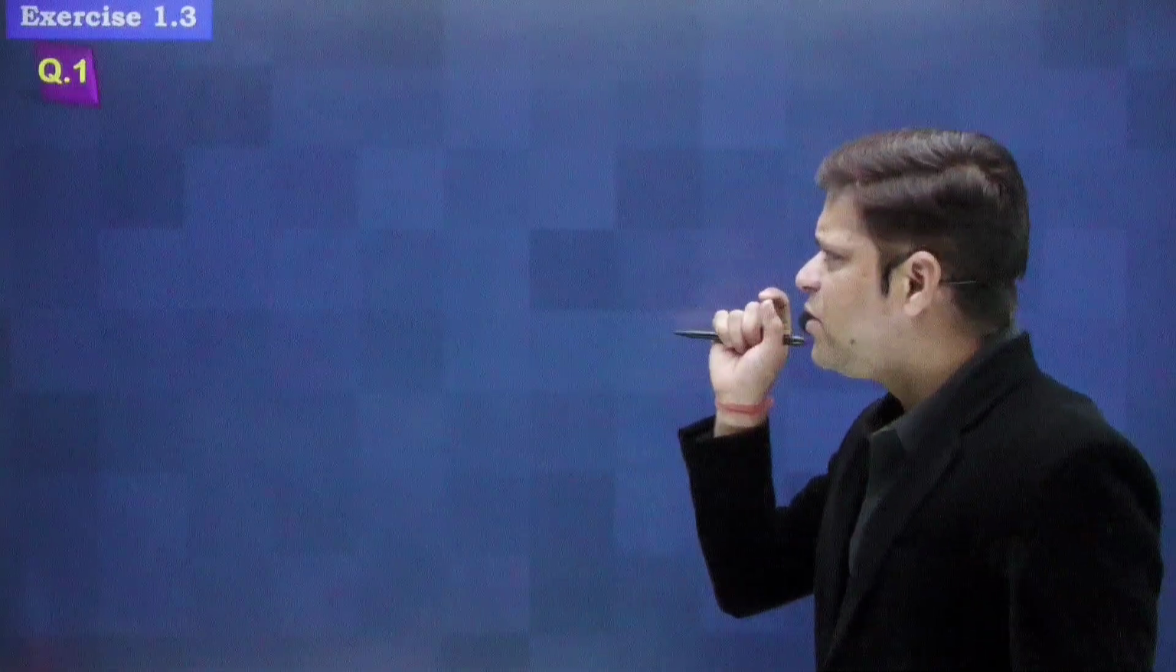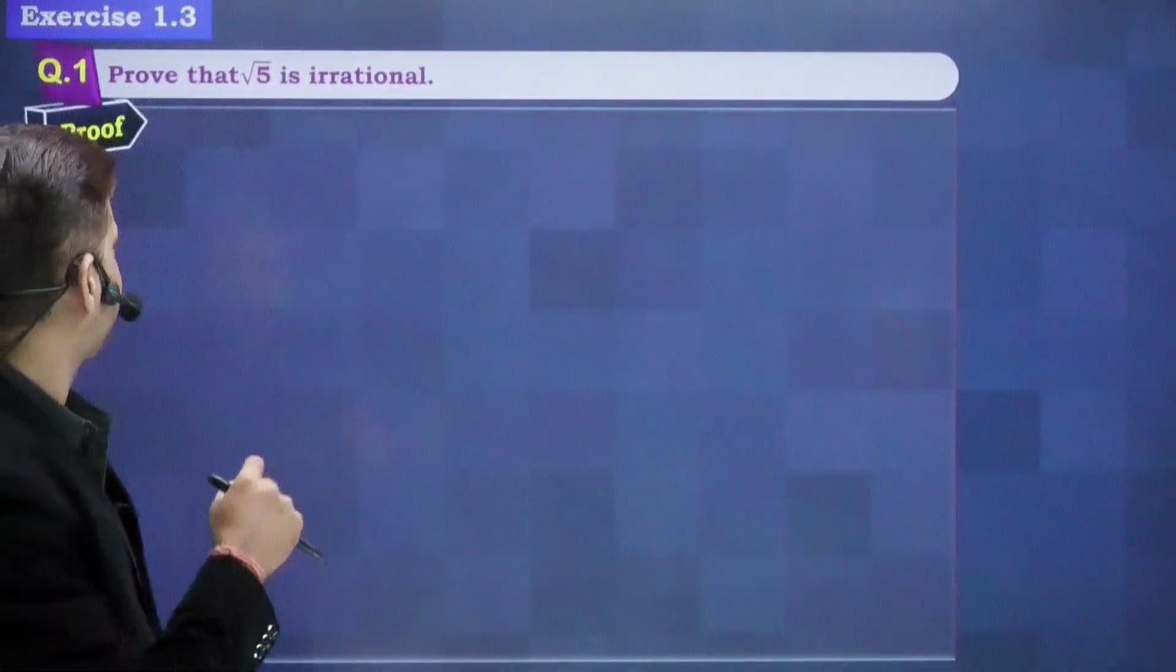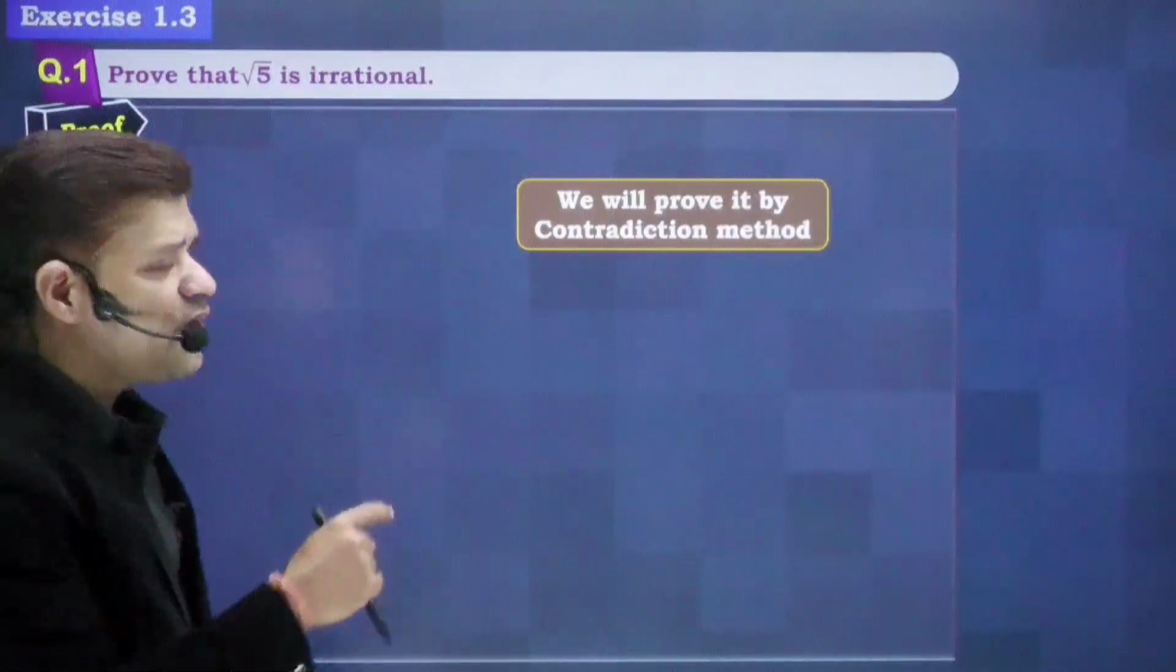So we are going to start Exercise 1.3, and the first question is: prove that root 5 is irrational. Let's see, we will prove it.